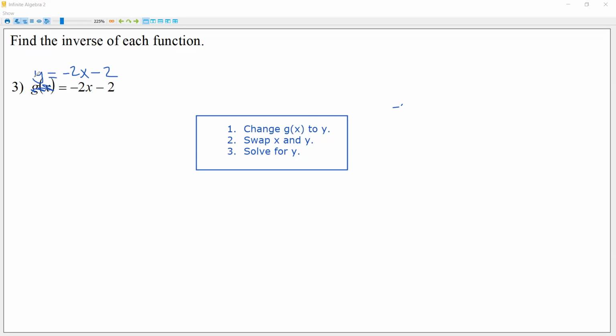Now we're going to swap x and y. So I see y equals, I'm going to make that x equals, and then negative 2x changes to negative 2y. Copy the rest of it down. You just swap them out.